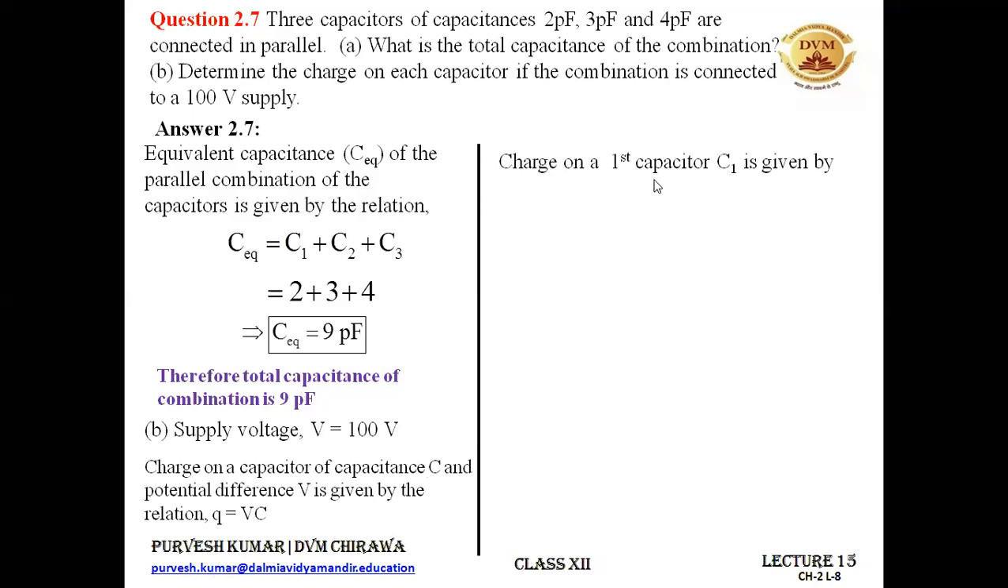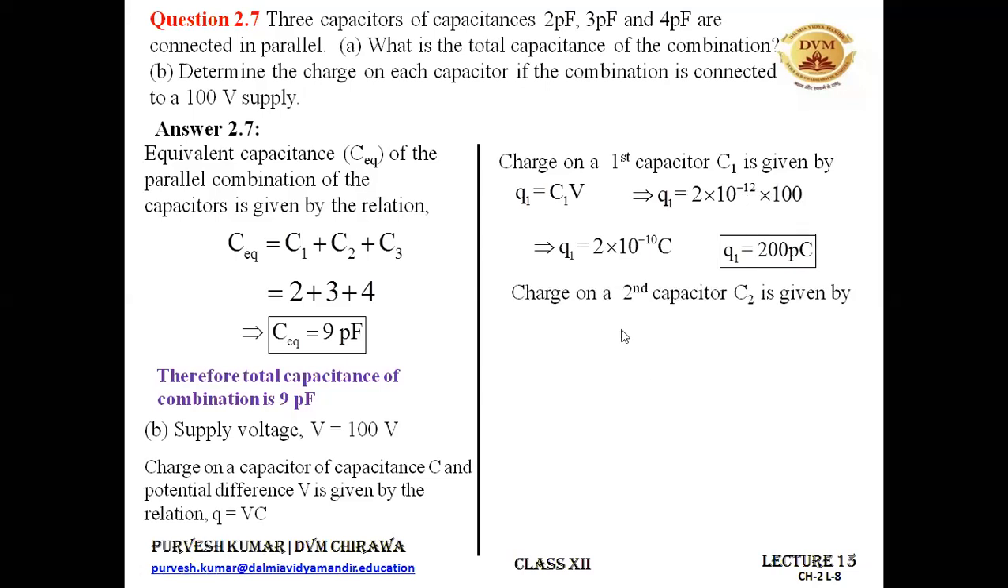The charge on the first capacitor C1 is given by Q1 equal to C1 into V. The value of C1 is 2 picofarad and V is 100 volt. Just put the values. In place of C1, you can write 2 into 10 to the power minus 12, since pico is 10 to the power minus 12. And V is the voltage that you have applied, because in parallel, the voltage is same across each of the capacitors. It will become 2 into 10 to the power minus 10 coulomb. That can also be written as 200 picocoulomb. If you want the power as minus 12, you need to write it as 200. All right.